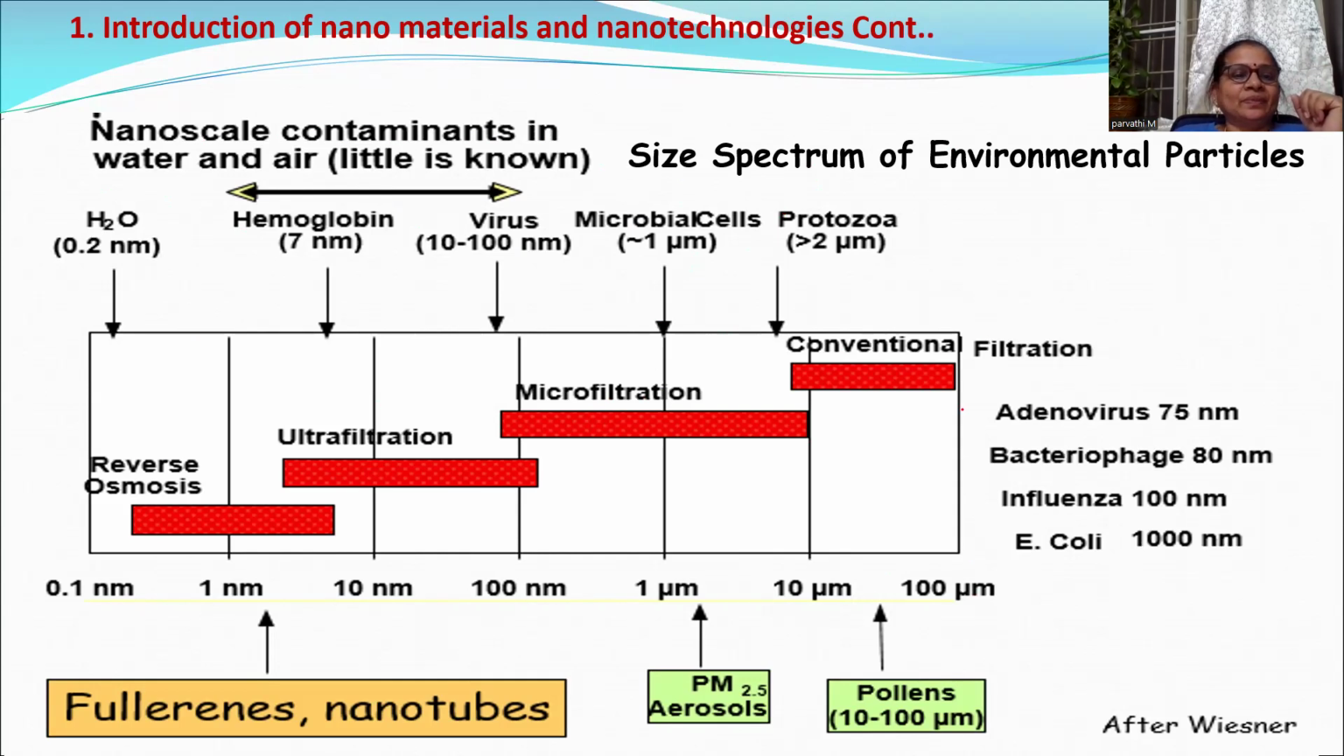So, filtration methods. If you see, one is the conventional method. Using this conventional method, pollens, like the outer parts of the flower, the tiny central particles of pollens, small dust particles like that, of a size of 10 to 100 micrometer, can be filtered using conventional filtration.